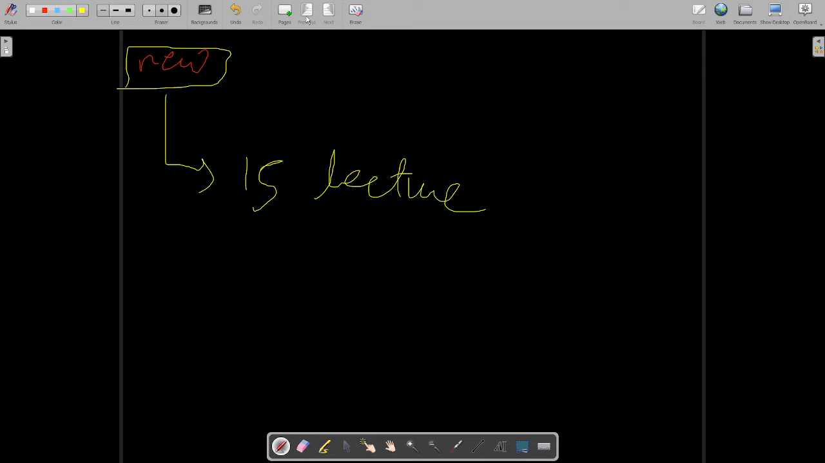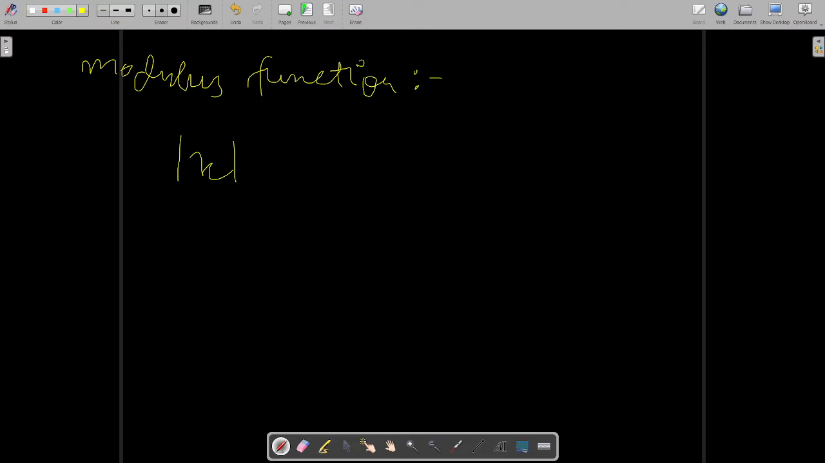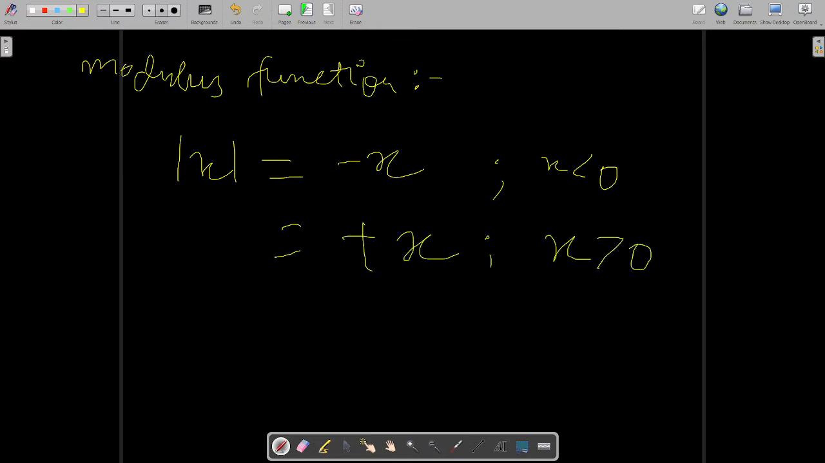So in lecture number 16 we are going to discuss the modulus function. This function is very useful, and in one of the PYQs it will be helpful in solving. So mod of x will be minus x when x is smaller than 0, and it will be plus x when x is greater than 0. So students get confused over here.